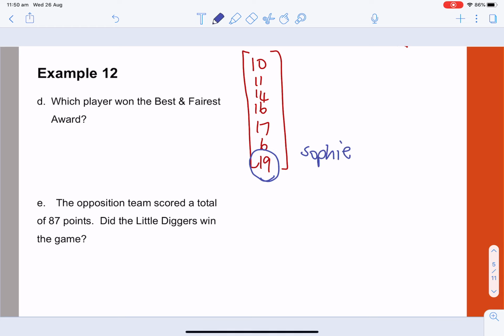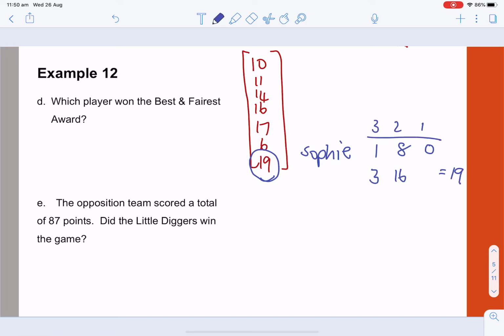And Sophie had 1, 8 and 0, which was 1 times 3 is 3, 2 times 8 is 16. So they're my 3 pointers, my 2 pointers and my 1 pointer. And she totaled 19 points. Therefore, she won the award for the game.